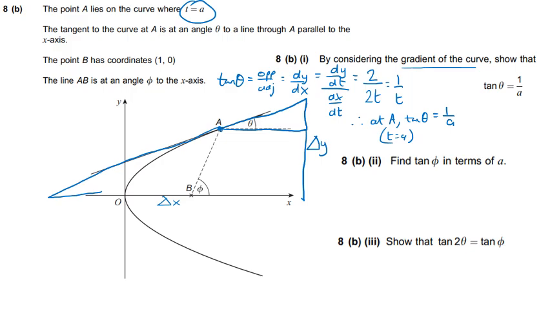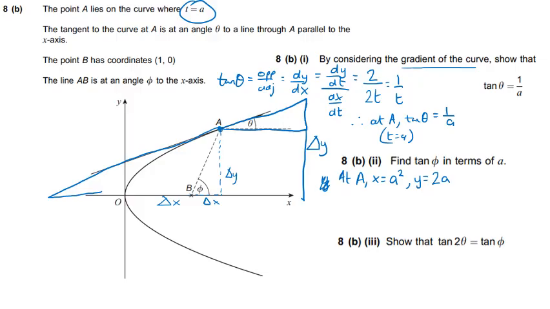Here, part B, find tan phi, so this other angle, in terms of A. Well, let's apply the same logic. We know that it's delta y over delta x, and in this case we can just work that out. So the change in y is going to be the value of y at A, and the value of y at A comes from substituting in t equals A into the function. So at A, x is equal to t squared, so that's going to be A squared, and y is equal to 2t, so that's 2 times A. So we've just substituted in the value of t at that point.